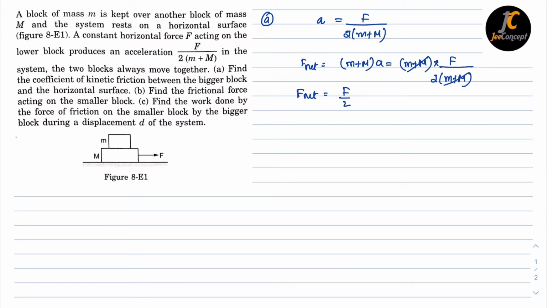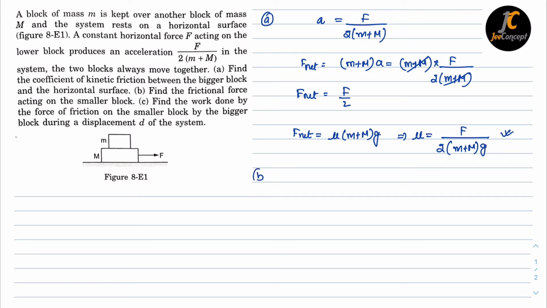Also, if mu is the kinetic friction coefficient between the surface and the bigger block, then F net is equal to mu (M plus m) g. Right? Now, F net is F by 2. So that means mu is F by 2 (M plus m) g. So this is the solution for the first part.